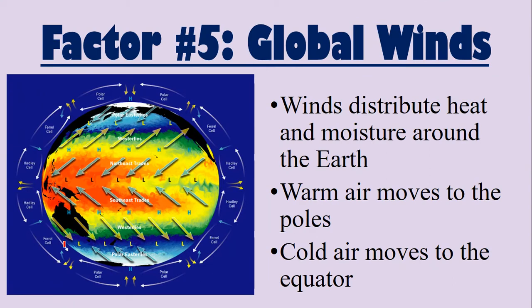Global winds. In the meteorology unit, we talked about winds and global winds. Winds distribute the heat and the moisture around the world. Remember, you have the trade winds, the westerlies, and the easterlies, and they move stuff around. Remember, they move warm air to the poles and cold air to the equator.